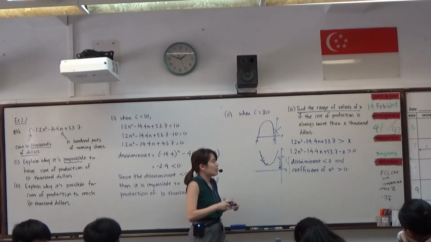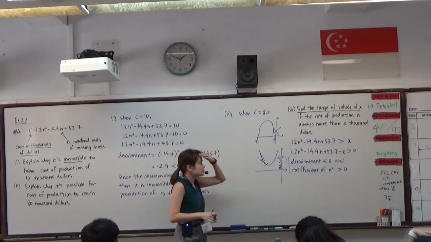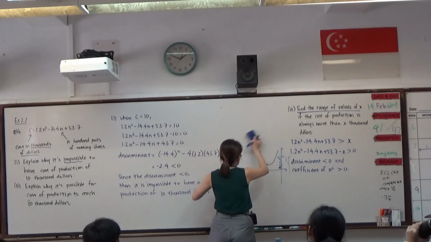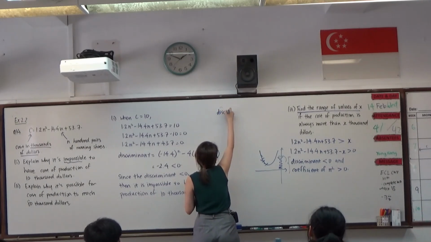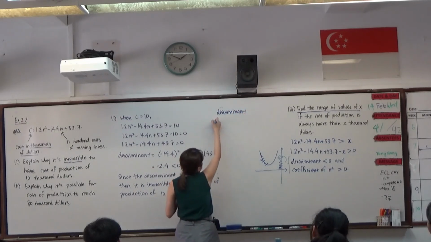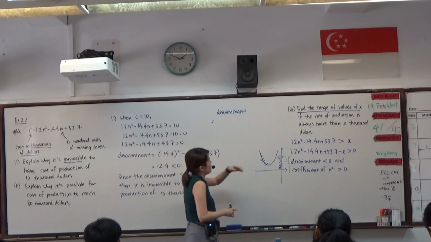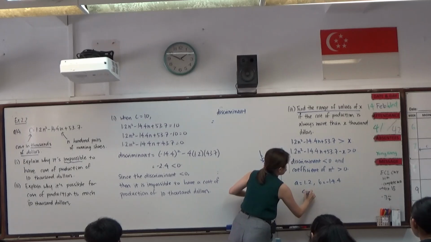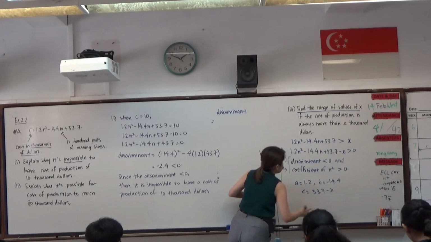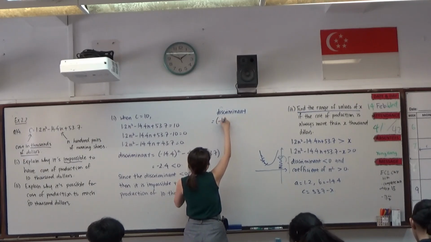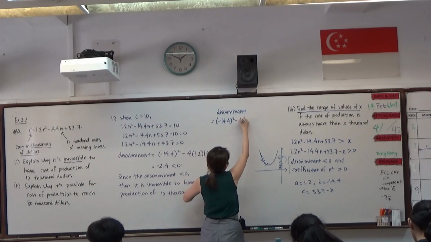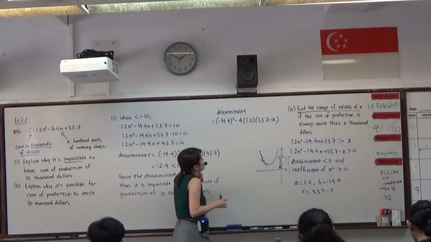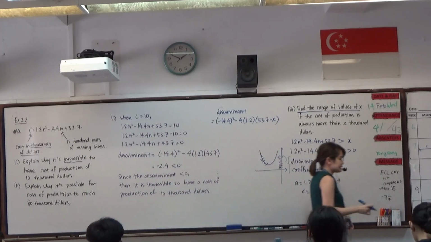Okay, right? So discriminant less than 0. Okay, we need to find out what is the discriminant. Okay, so the discriminant in this case, your A is actually 1.2. B is negative 14.4, your C is 53.7 minus x. Okay, so discriminant is negative 14.4 squared minus 4 times 1.2 times 53.7 minus x. Okay, then we compute this out.